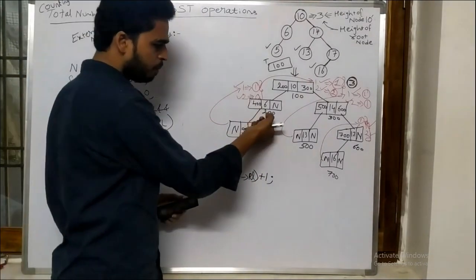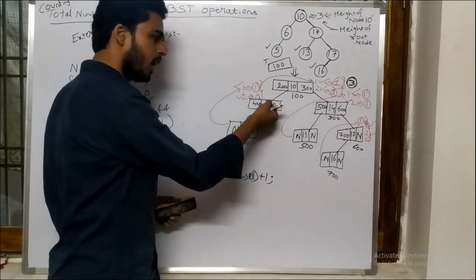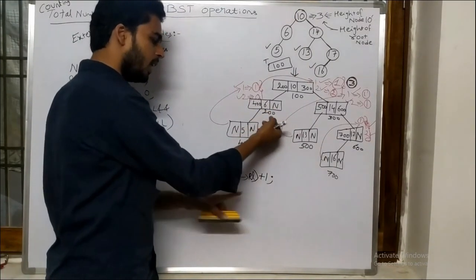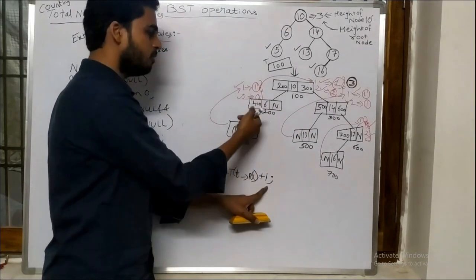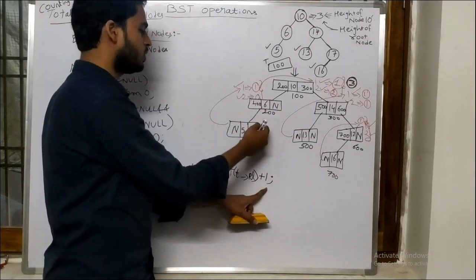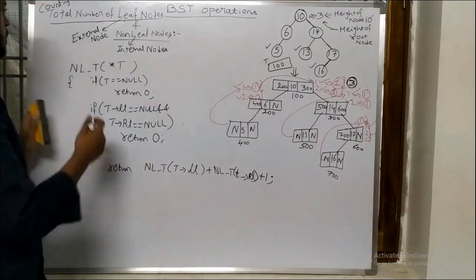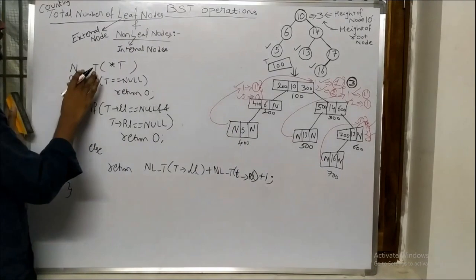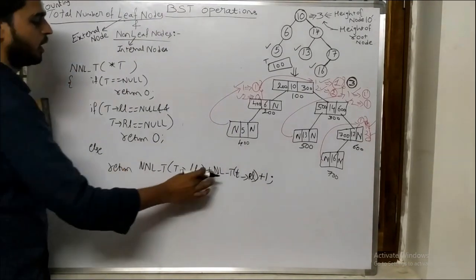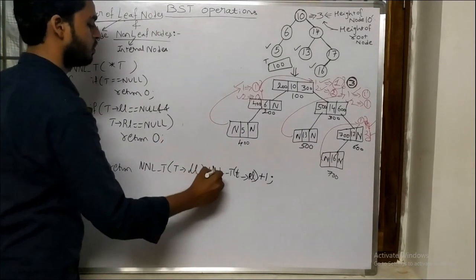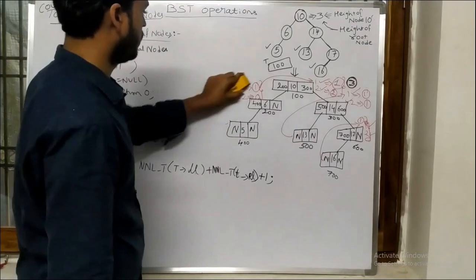Meaning that if I am present at this particular location, this is not a leaf node, then I need to count this node. That is the reason I am writing 1. Then for this node, I need to count the total number of non-leaf nodes in the left subtree and right subtree. That is the reason I am going to write. So total number of non-leaf nodes, right? N, N, L. Total number of non-leaf nodes. That's it. If you solve this, you will get the answer.